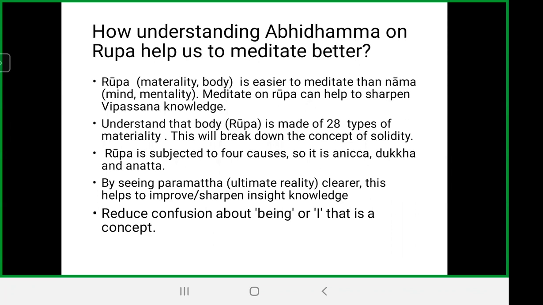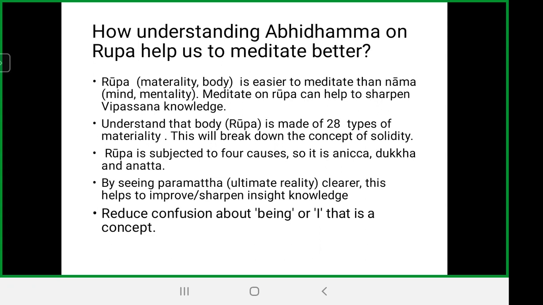You meditate on rupa, it helps to sharpen the Vipassana knowledge. And you understand the rupa is made of 28 types of materiality. So instead of just seeing it as solid, you break it down into small parts. So it breaks down the concept of solidity. And then rupa is subject to 4 causes, like just now, Kamma, Chitta, Utu, Ahara. So it's anicca, dukkha, anatta. So by seeing the Paramattha clearer, this helps to sharpen the insight knowledge.